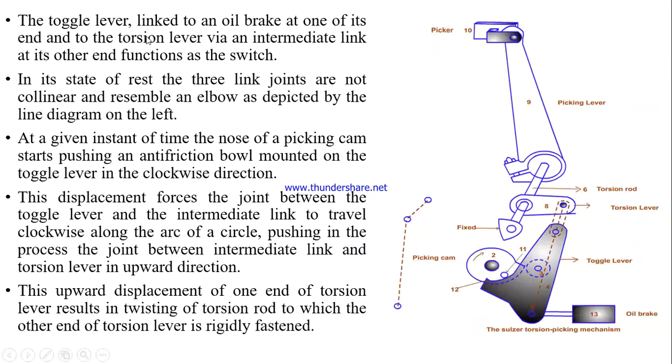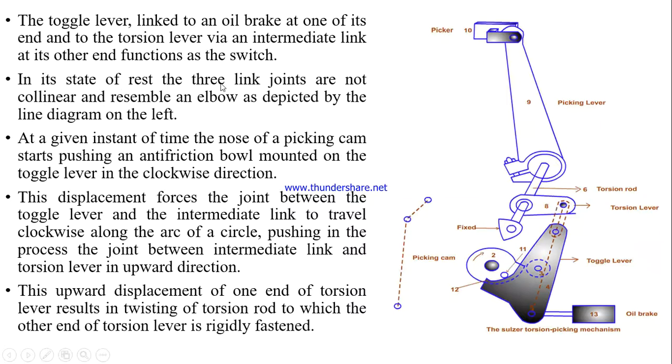Now come to the mechanism, the machine part: the toggle lever linked to an oil brake. This is the toggle lever. This triangular-shaped lever is a toggle lever that is connected to an oil brake, number 13, at one of its ends, and to the torsion lever via an intermediate link. Either end of the toggle lever is connected with this torsion rod via this intermediate link and this torsion lever.